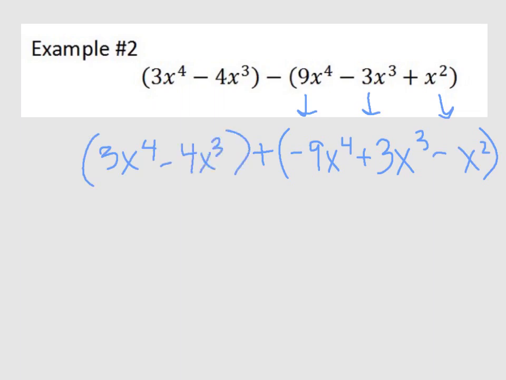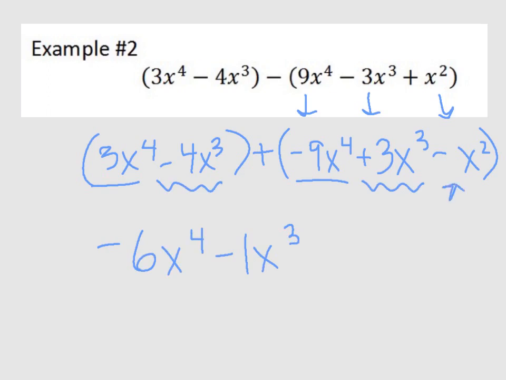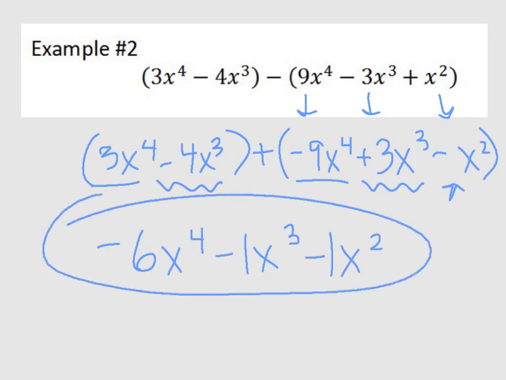And now it's just an addition problem, so I'm finding my like terms, and I'm going to add them up. 3 plus negative 9 makes negative 6x to the power 4. Negative 4 plus 3 makes negative 1x to the power 3. And this last term back here did not have a like term, so it's just going to drop down the way that it was. And then, before I complete, I'm going to make sure it's in standard form, which it is because my highest exponent is first and then my exponents count down.